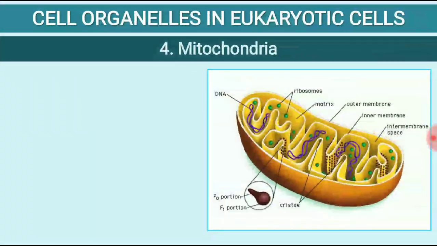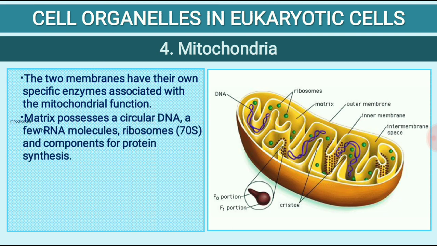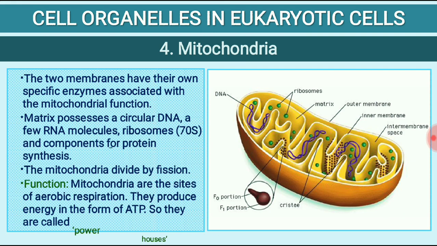The two membranes have their own specific enzymes associated with the mitochondrial function. Mitochondria are the sites of aerobic respiration. They produce cellular energy in the form of ATP, hence they are called powerhouses of the cell. The matrix also possesses a single circular DNA molecule, a few RNA molecules, ribosomes, 70S, and the components required for the synthesis of proteins. The mitochondria divide by fission. The cis and the trans phases of the organelle are entirely different, but interconnected.